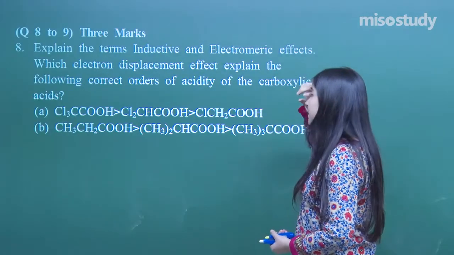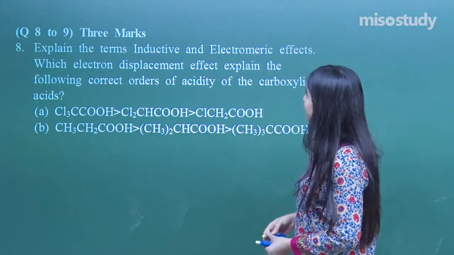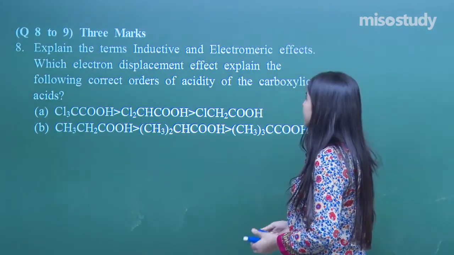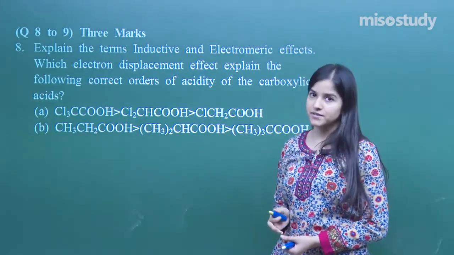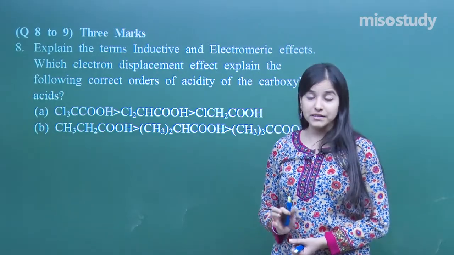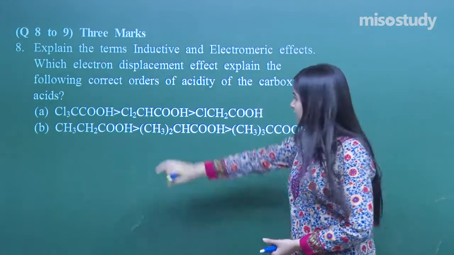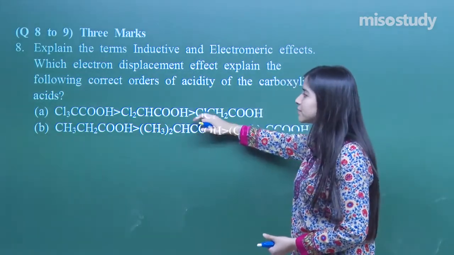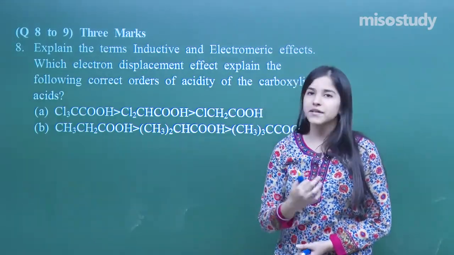Next one, 8 to 9, a 3 mark question now comes up. Explain the terms inductive effect and electromeric effect. Which electron displacement effect explains the following correct orders of acidity of carboxylic acids? So, I have picked this question directly from the NCERT. I wanted to discuss this particular question because many students have doubts as to how to apply the concept in such questions, determining the acidity order or determining the basicity order.